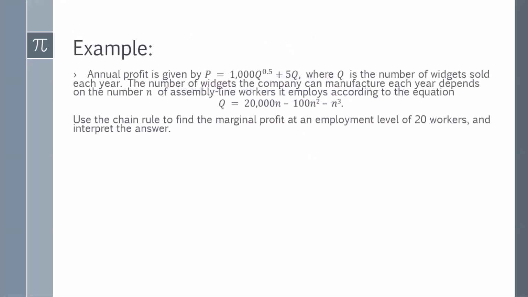Annual profit is given by P equals 1000 q to the 0.5 plus 5q, where q is the number of widgets sold each year. The number of widgets the company can manufacture each year depends on a number n of assembly line workers it employs, according to the equation q equals 20,000 n minus 100 n squared minus n cubed. Use the chain rule to find the marginal profit at an employment level of 20 workers and interpret the answer.